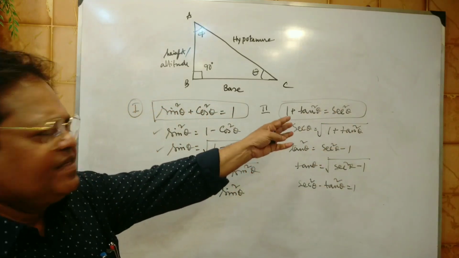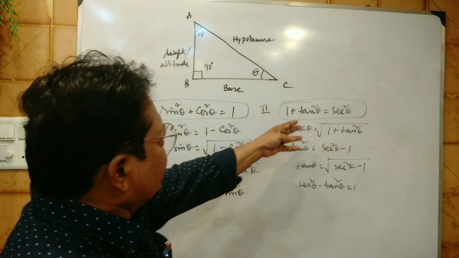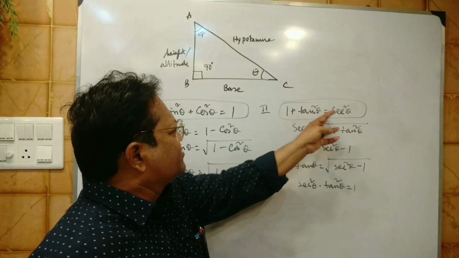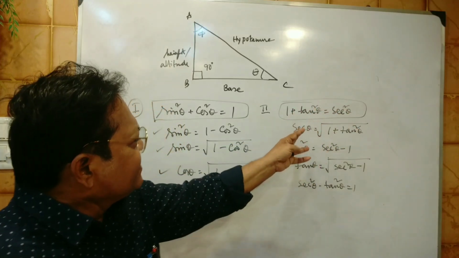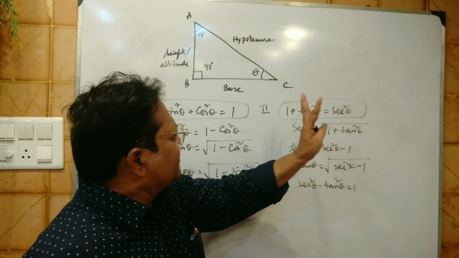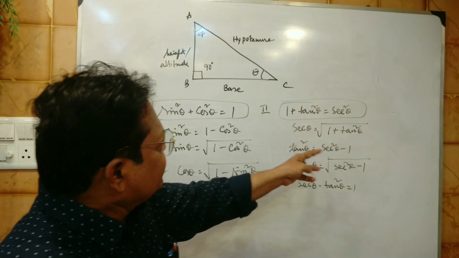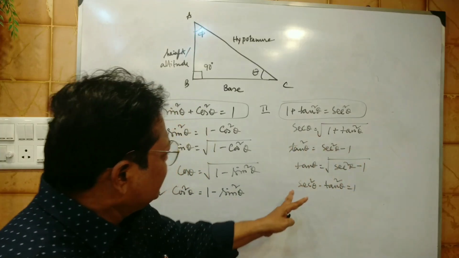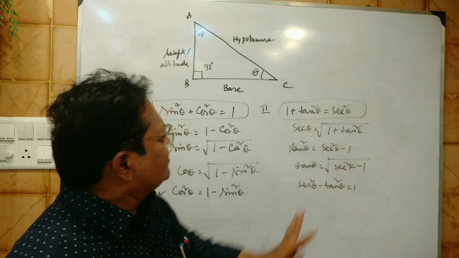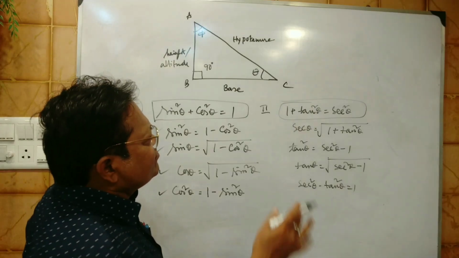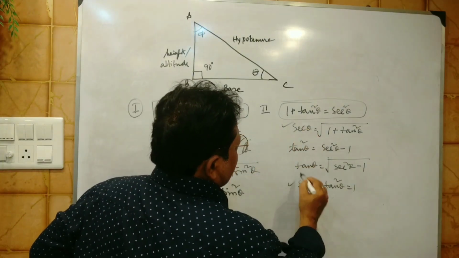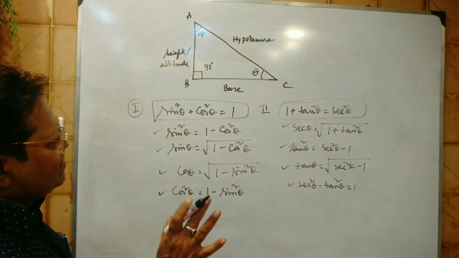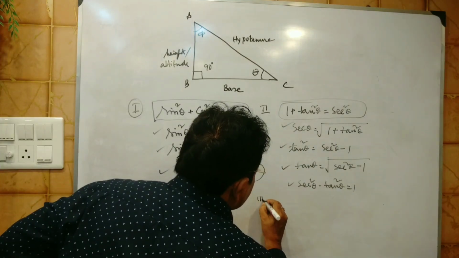For any values of theta, this is satisfied: 1 plus tan square theta is equal to sec square theta. Sec theta is equal to root over 1 plus tan square theta. Tan square theta is equal to sec square theta minus 1. So tan theta is equal to root over sec square theta minus 1, and sec square theta minus tan square theta is equal to 1. So all the things you will get from here: sec theta, sec square theta, tan square theta, tan theta.